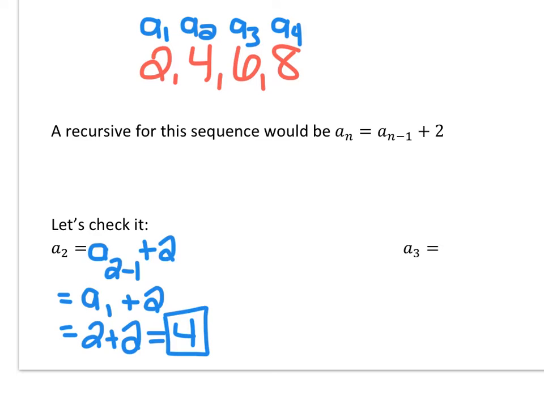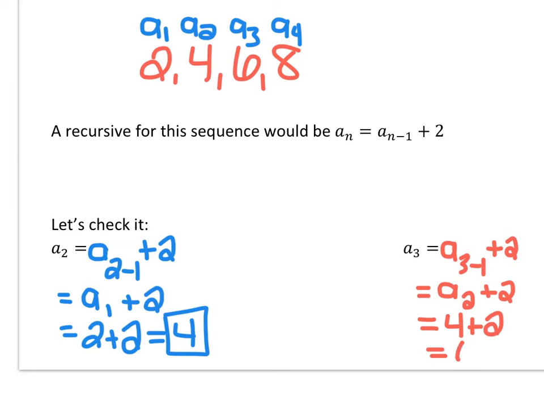So A3 would be A subscript 3 minus 1 plus 2, which will give me A2 plus 2. And what is A2? A2 is 4. So we'll have 4 plus 2, which is 6. And is A3 6? Yes. Okay.